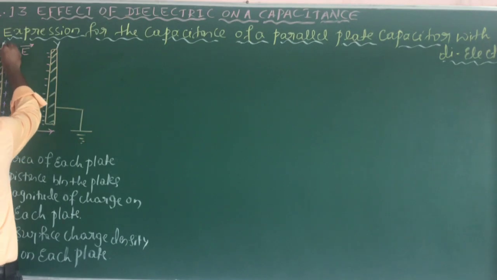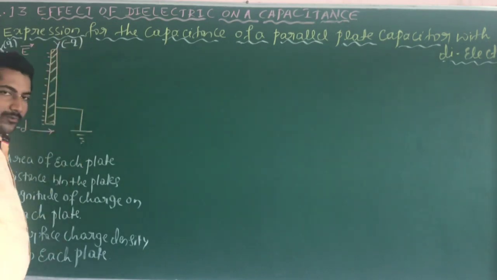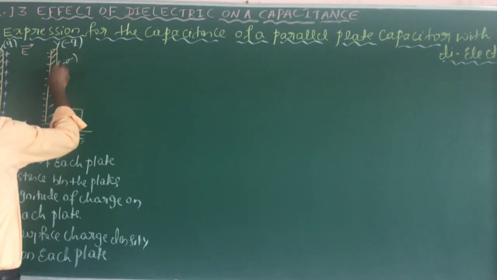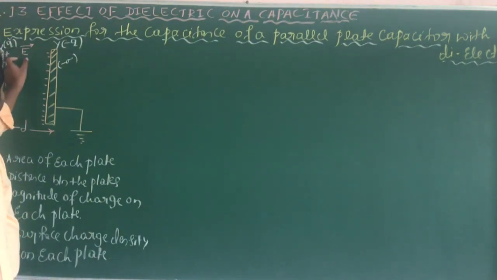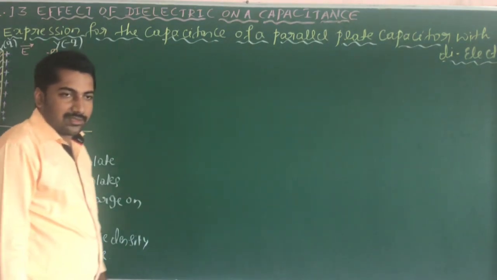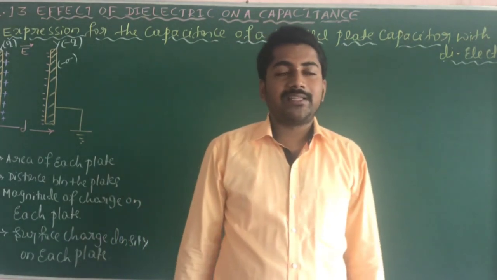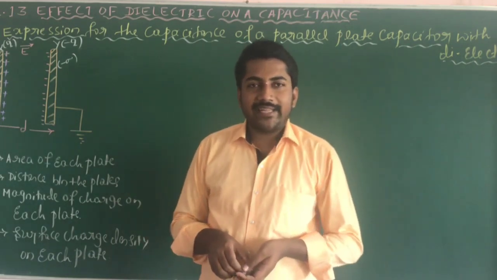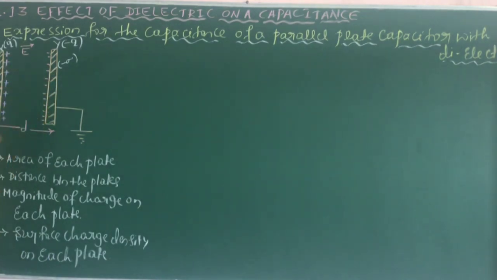Here X has the charge Q and the other plate has the negative charge minus Q. Here sigma is the surface charge density, and minus sigma on the other plate. E is the net electric field between these two parallel plates. According to the applications of Gauss law, we have already studied the electric field along an infinitely long straight current carrying conductor. But in this case, A is the area of each plate.